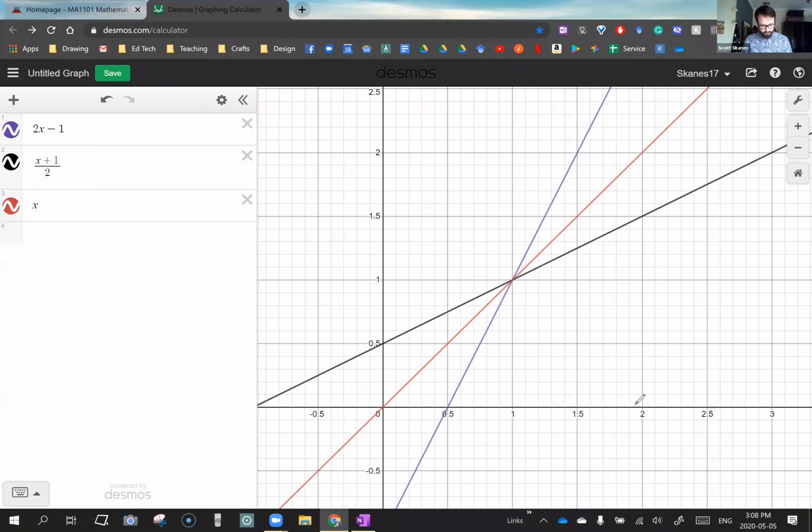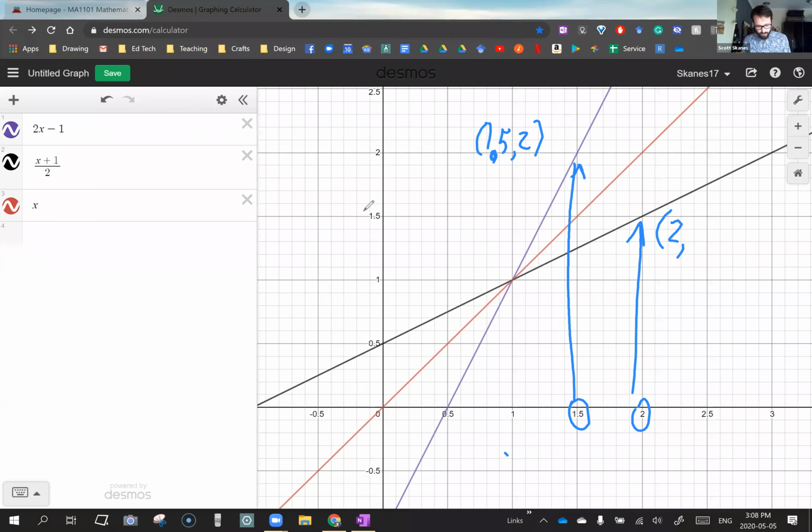The original function, the purple function, had a value, when x was 1.5, we get a 2. In the inverse function, when x is 2, we get the value 1.5. So we can see that there's been a flip or a switching of x and y, which is exactly and only what the inverse does. It gives us back the opposite of what we expect.